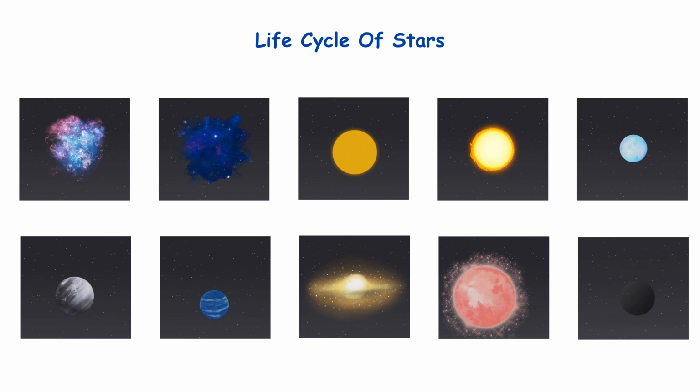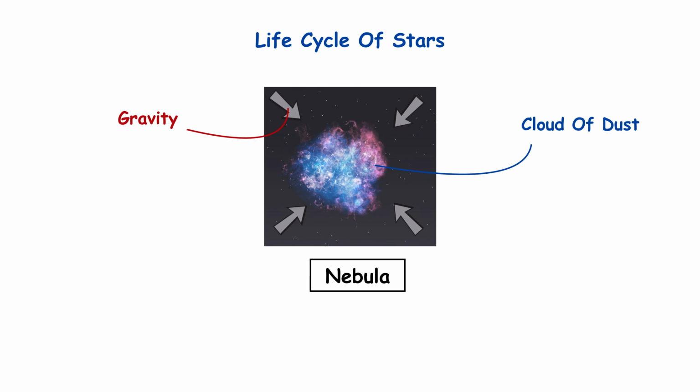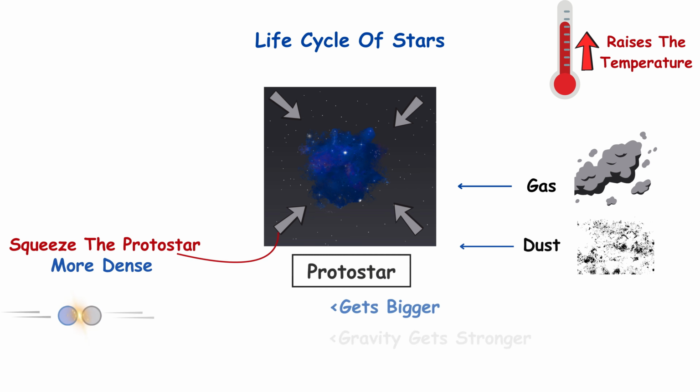In today's video, we are going to explore the fascinating life cycle of stars, a journey that begins with an enormous cloud made up of dust and gas, which astronomers refer to as a nebula. Over long periods of time, gravity gradually pulls together these tiny particles of dust and gas, compressing them more and more tightly until a dense structure begins to form, known as a protostar.